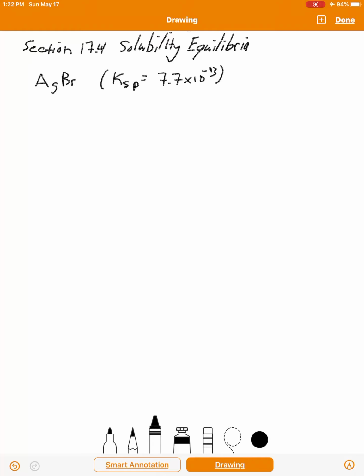And the question is here, suppose that I do the following. Suppose I have a beaker and I take some silver nitrate and I dissolve 1 times 10 to the minus 5 moles of silver nitrate.